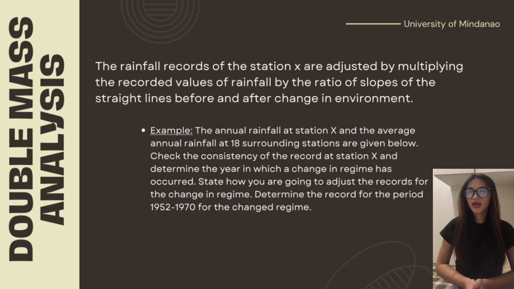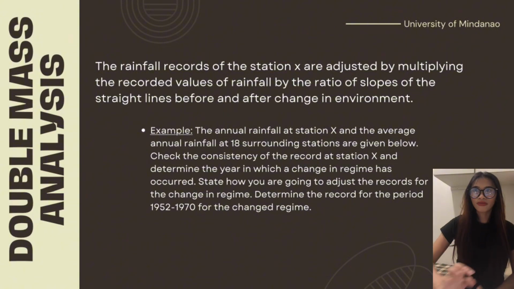And lastly, we have the double mass analysis. The rainfall recorded at station X is adjusted by multiplying the recorded values of rainfall by the ratio of slopes of the straight lines before and after the change in environment. For example, the annual rainfall at station X and the average annual rainfall at 18 surrounding stations are given below. And later I will be showing you the given table.